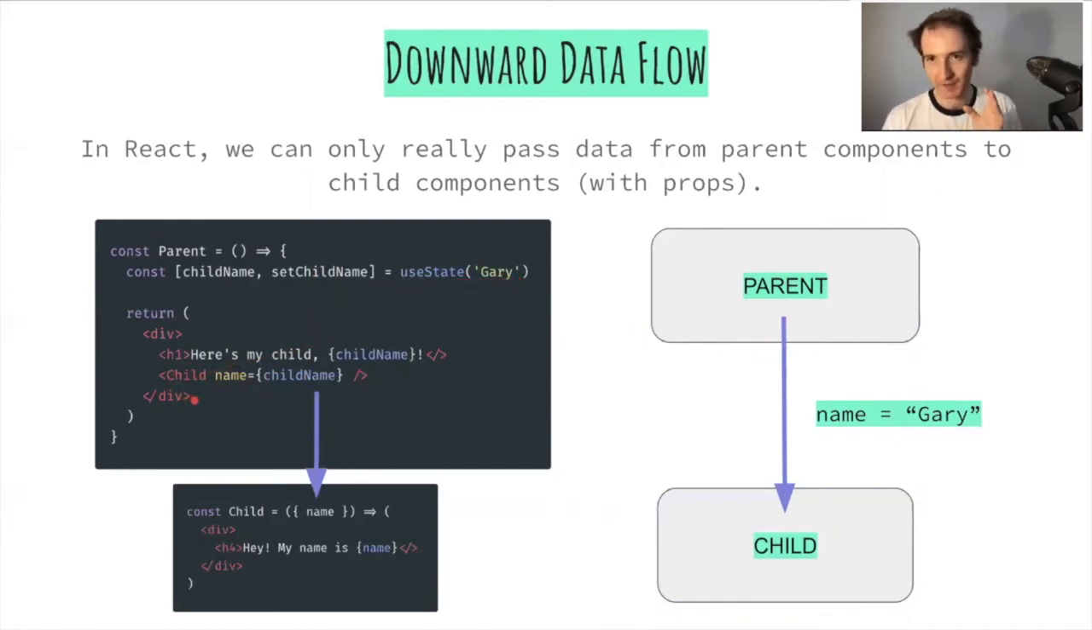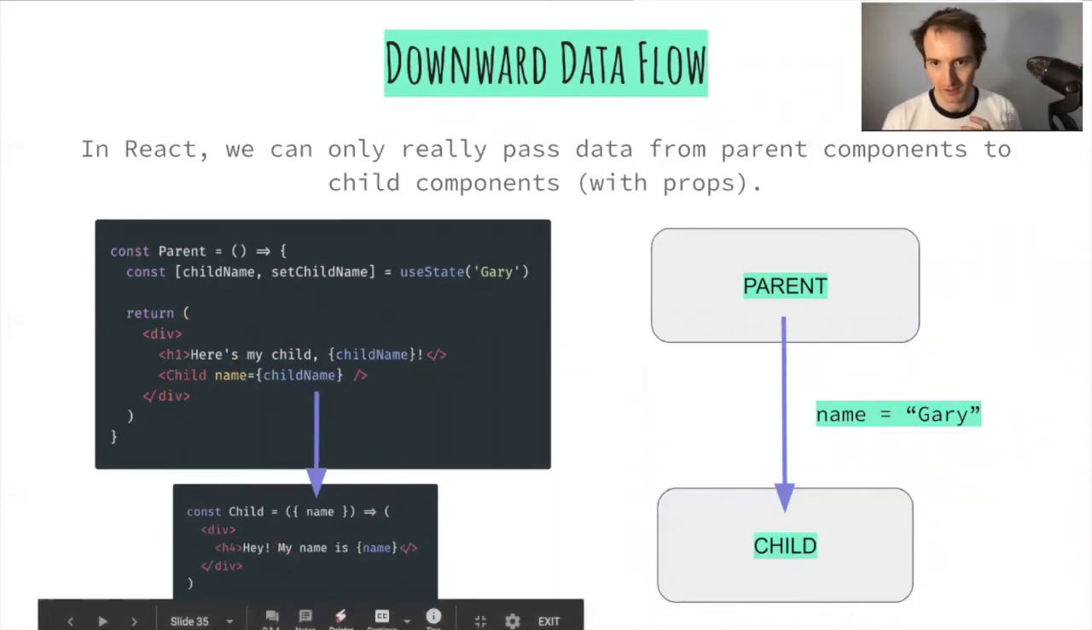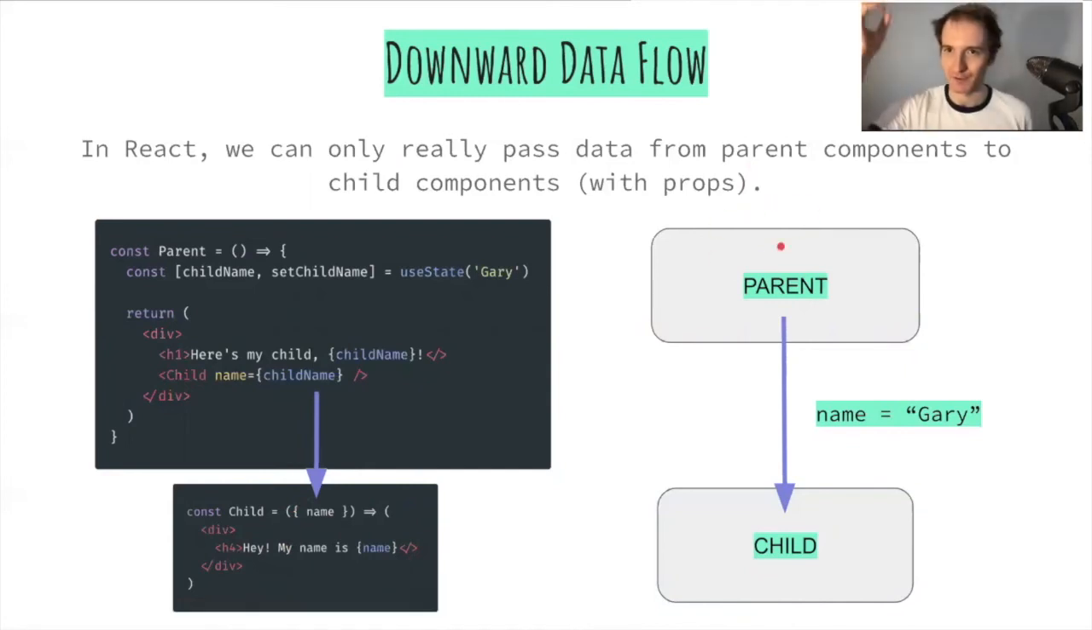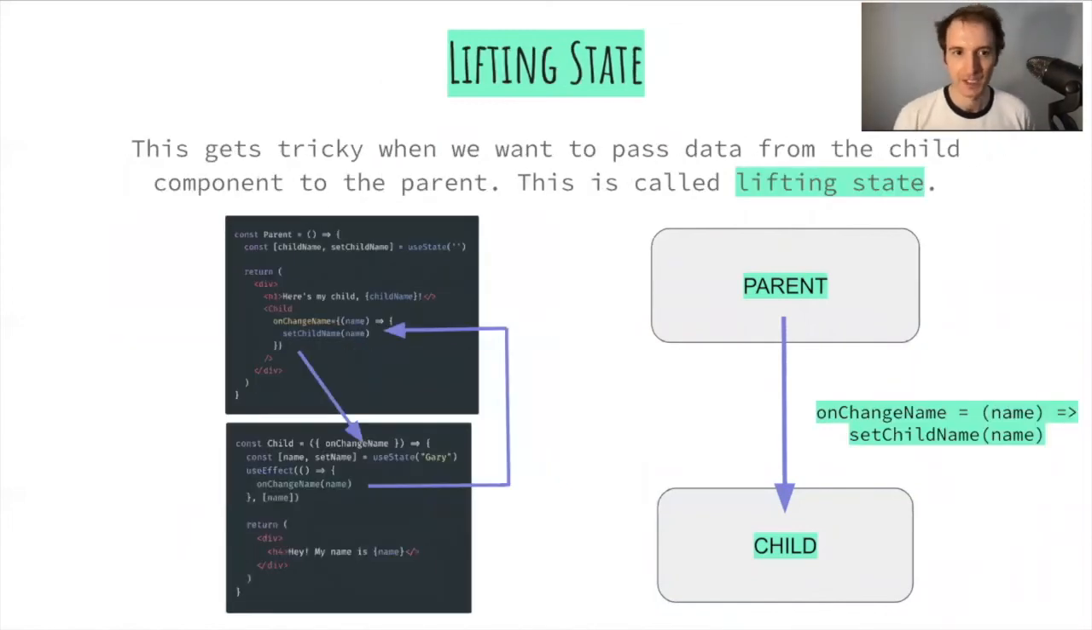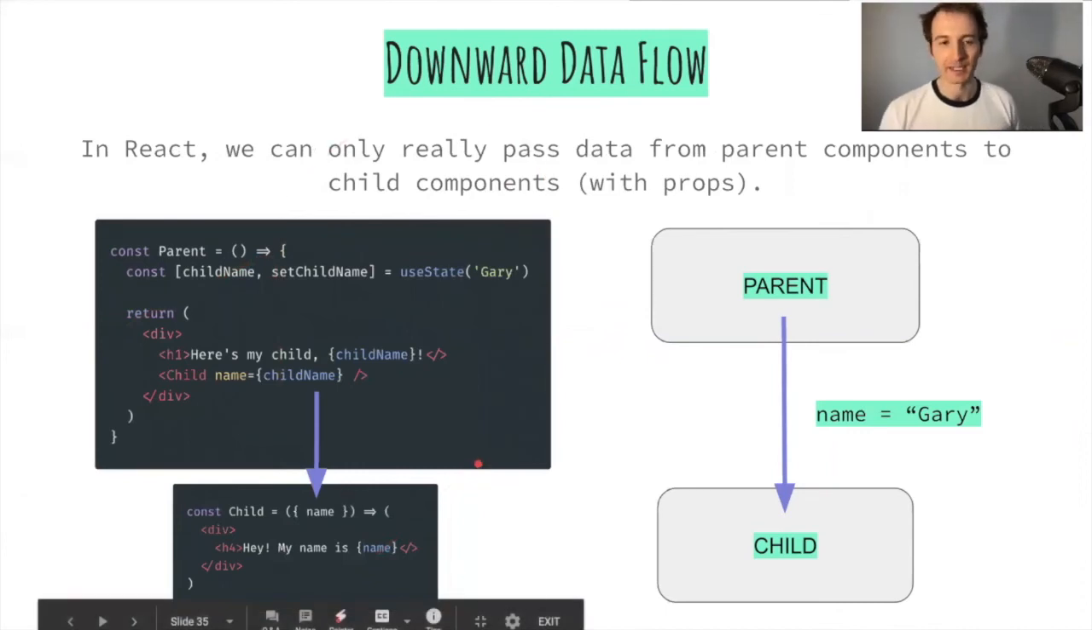And we can pass the name Gary from the parent to the child. So it's like this downward direction of data flow from the parent, from the highest level of hierarchy to the lowest level of hierarchy. But we can't do the opposite as easily. So if instead we had some variable that we defined in the child components, then it becomes really difficult to be able to pass any changes up to the parent.